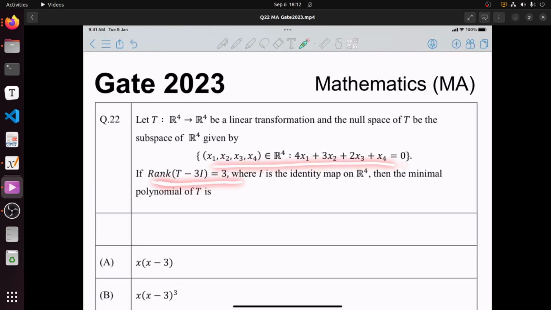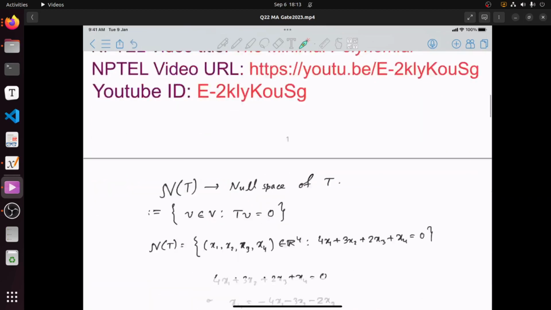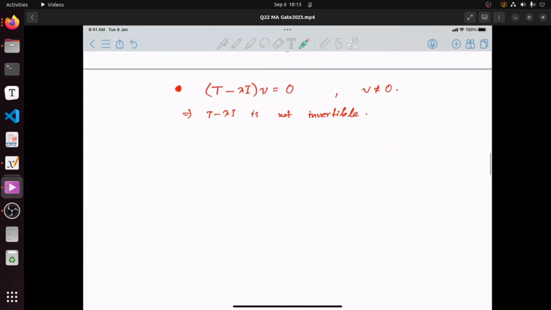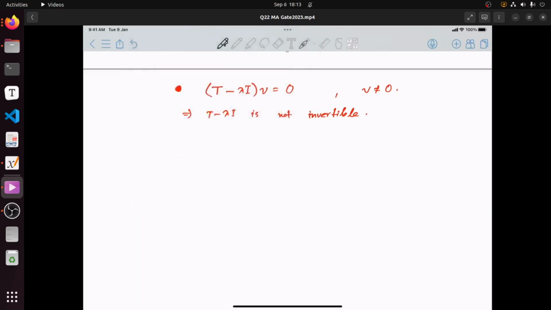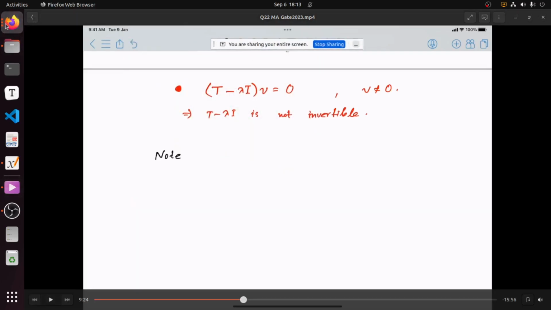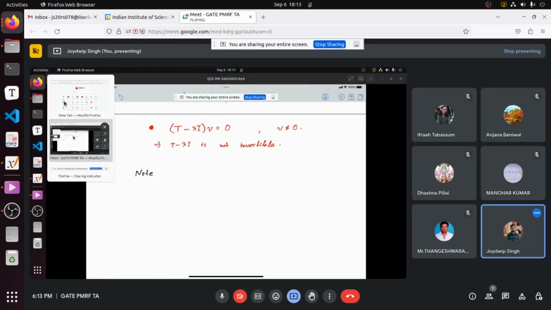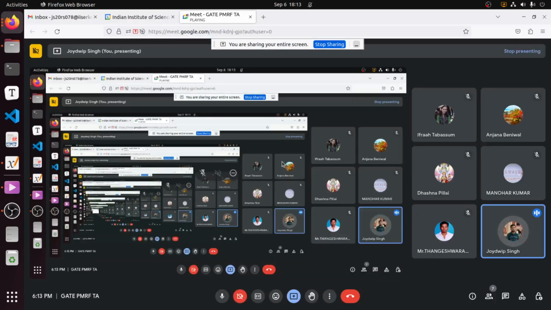Rank of T minus 3I equals 3. So let's see what we have got from there. Okay, up to this point, any doubt? No? Okay, let's continue then.